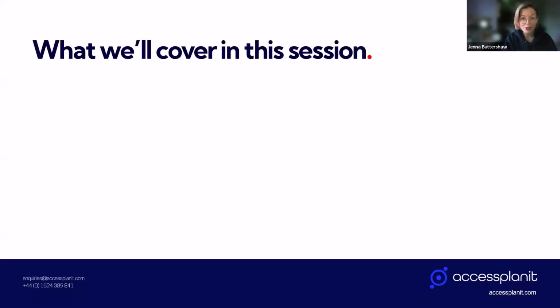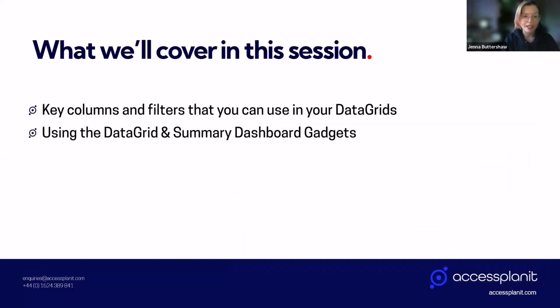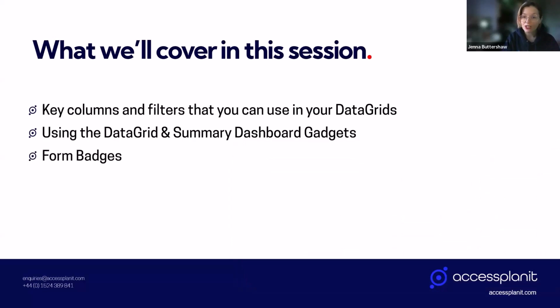So let's jump in. Today we're going to be covering key columns and filters that you can use in your data grids to access more information. We're going to be talking about using the data grid and summary dashboard gadgets. There are two gadgets with the most potential that are a little bit underused. Then we have form badges.